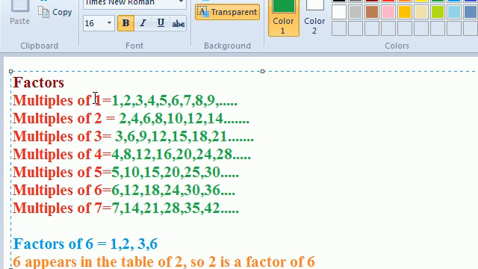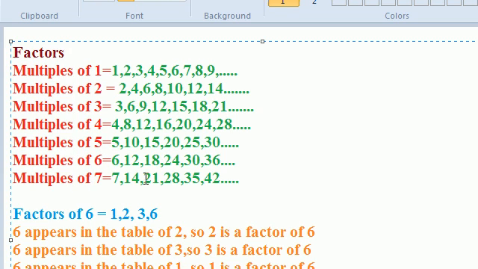Here I have written certain multiples, like what are the multiples of 1? 1, 2, 3, 4, 5, 6. What are the multiples of 2? 2, 4, 6, 8, 10. Multiples of 3? 3, 6, 9, 12. Multiples of 4? 4, 8, 12. Multiples of 5? This much. Multiples of 6? This much. Multiples of 7? This much. So multiples of a particular number are those numbers which appear in the multiplication table of this number.